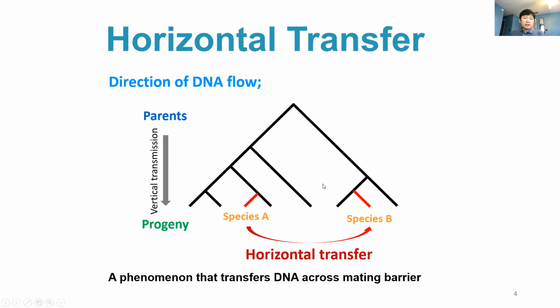This slide shows the definition of horizontal transfer. Depending on the direction of DNA flow, if the DNA is transferred from parents to progeny, we call it vertical transmission. This is the general mechanism of DNA transfer that we know very well. However, if the DNA is transferred from one species to another species across the mating barrier, we call it horizontal transfer.